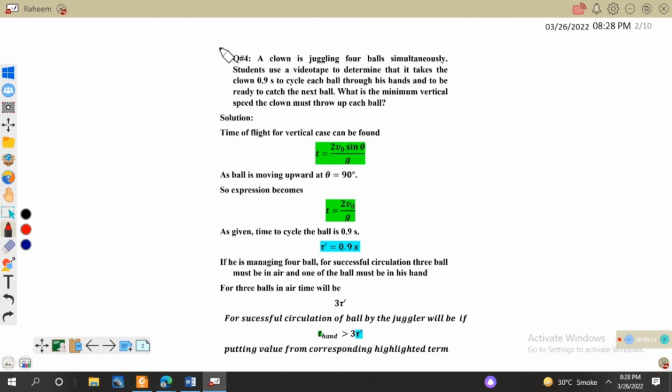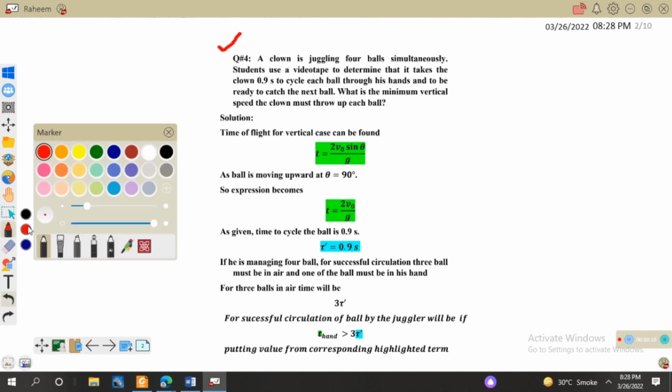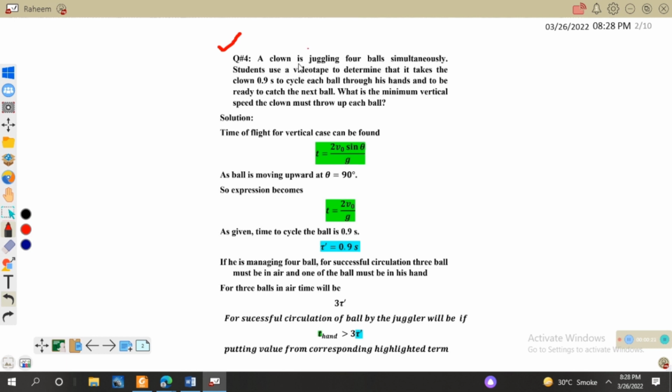Let's start with question number 4. What does question number 4 say? A clown is juggling, meaning this is some type of juggler, 4 balls simultaneously. Students use a video tape to determine that it takes the clown 0.9 second to cycle each ball through his hand and be ready to catch the next ball. What is the minimum vertical speed the clown must throw up each ball?